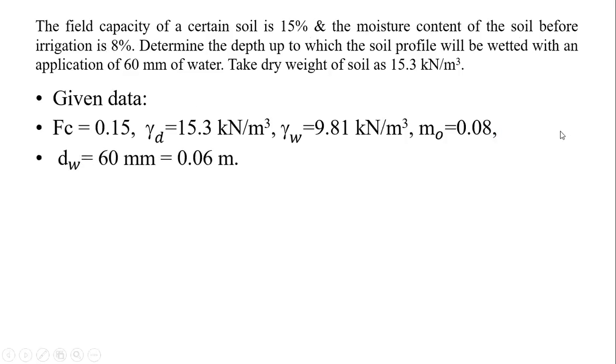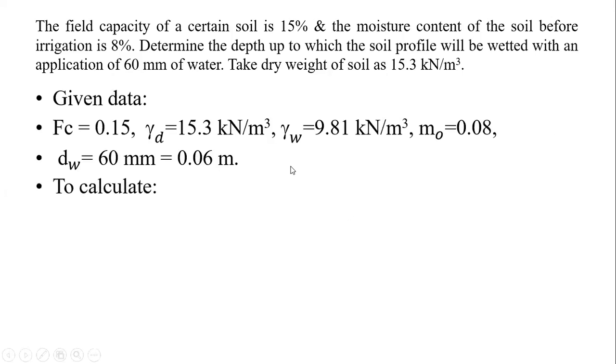Then DW, that is the available water depth, that is 60 millimeters. I have converted it into units of meter, that is 0.06 meter. Just check it, is it correct or wrong? It may happen that there will be some corrections. So we know that 10 millimeters is 1 centimeter and 100 centimeters is 1 meter, isn't it? So by that I have converted it, so that we got the magnitude as 0.06 meters.